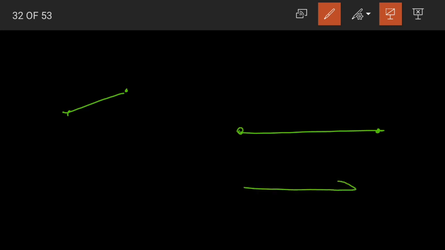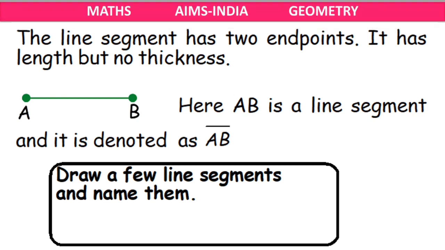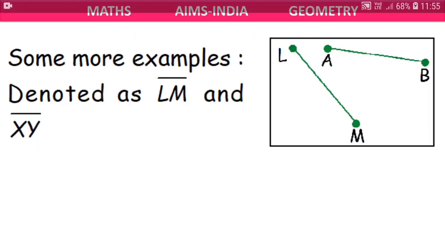This is your activity. What should you do? You should draw a few line segments. This will be a line segment. This will be a line segment. This will be a line segment, and name them such as A, B, C, D, Y, Z, or something else. Okay, draw a few line segments and try naming those line segments.